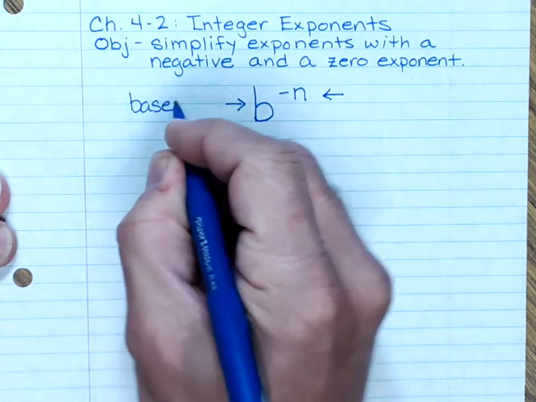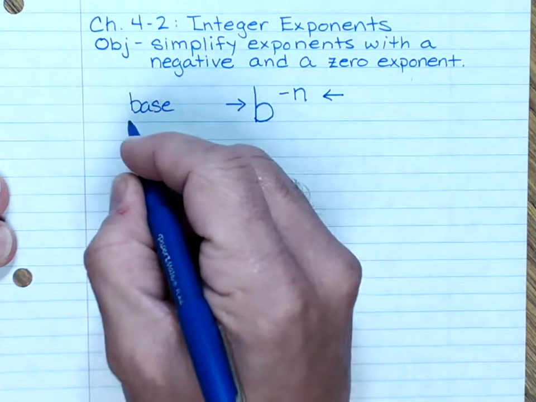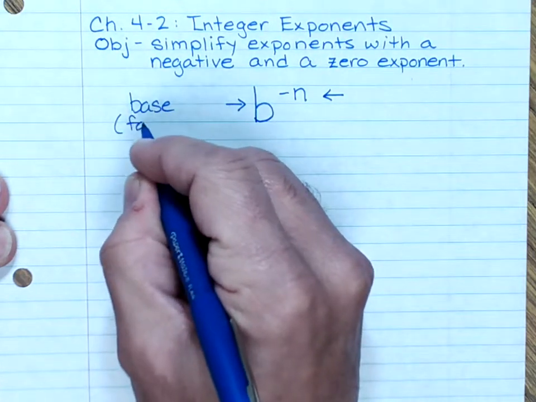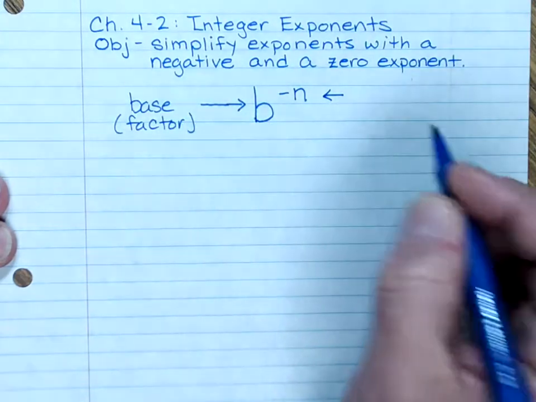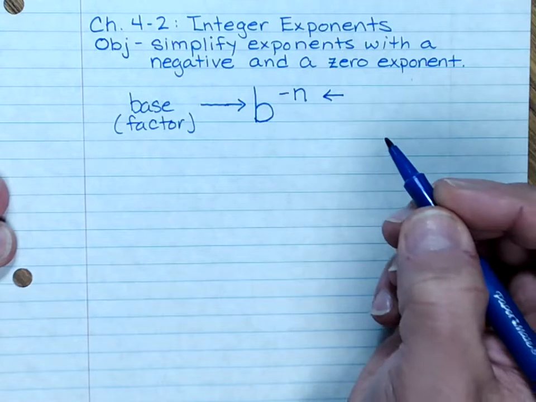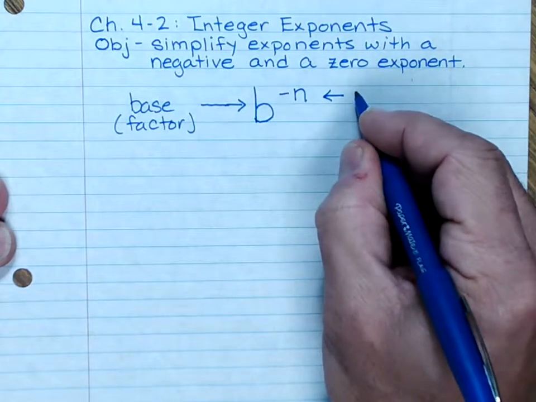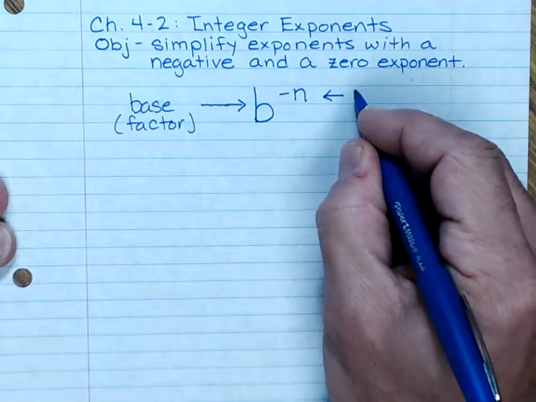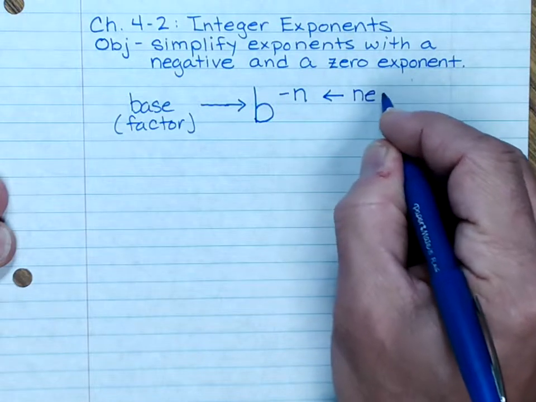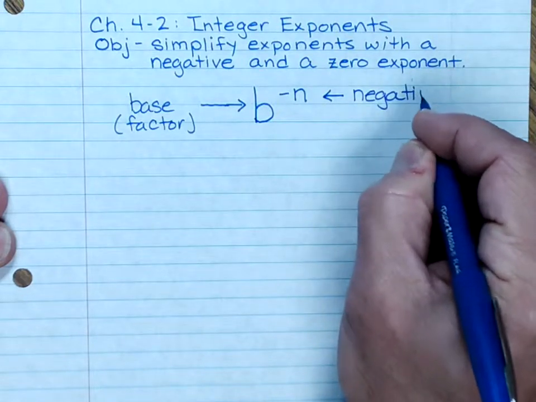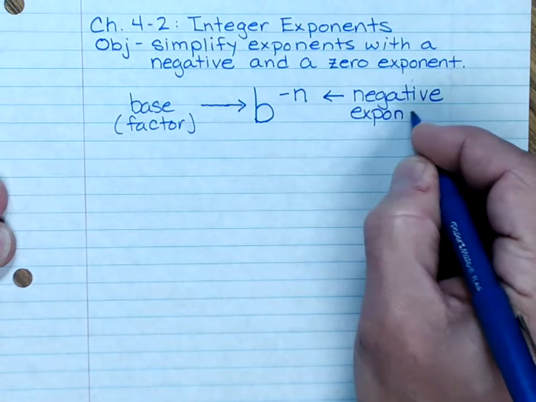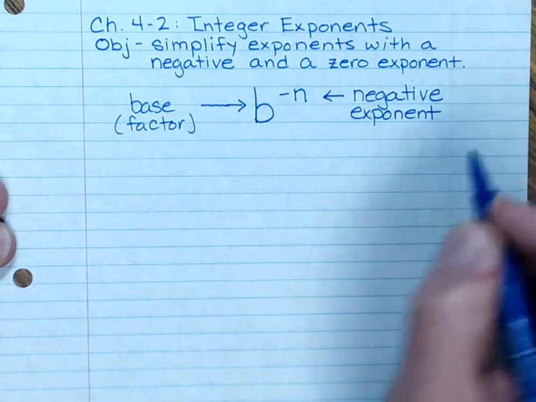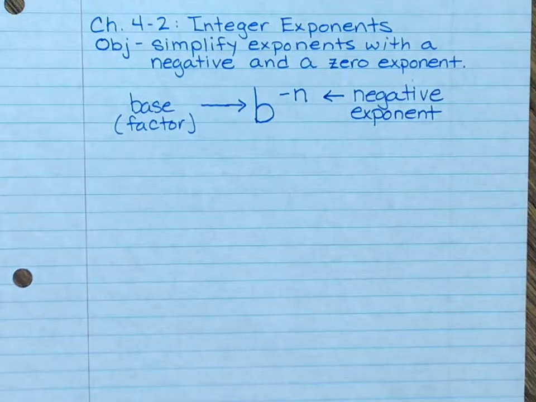And as before, this is just your factor. That will repeat. This time I put n instead of e. N stands for a negative exponent. And just like before, this negative exponent will tell you how many times to multiply the base to itself.